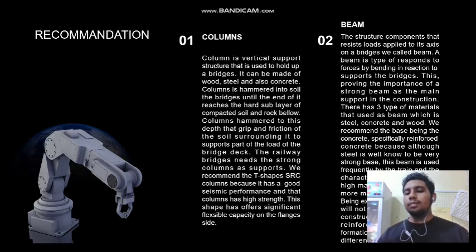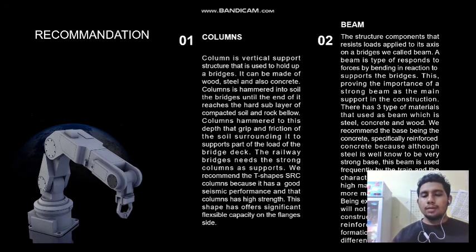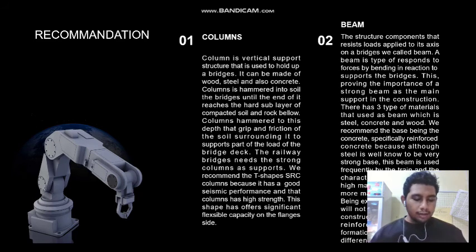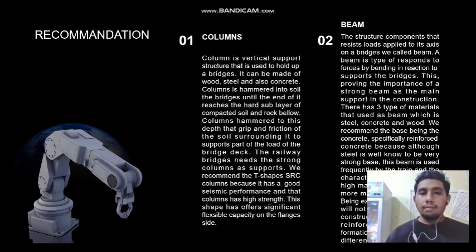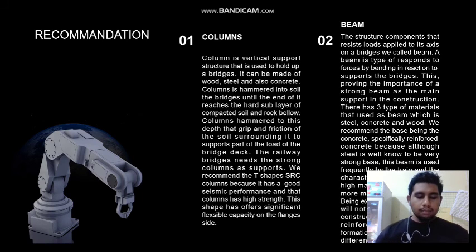We recommend the beam be concrete, specifically reinforced concrete, because although steel is well known as a very strong beam material, steel has high maintenance characteristics, which forces more manpower to be used. Being exposed to air and water will not benefit the construction. So the reinforced concrete beam is a combination of different materials, which are steel and concrete.